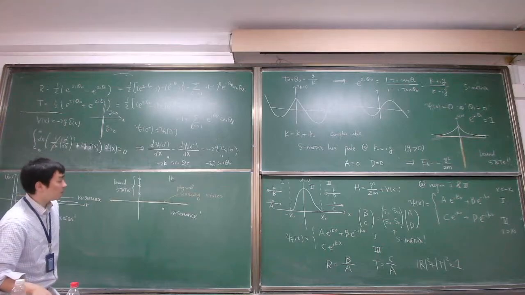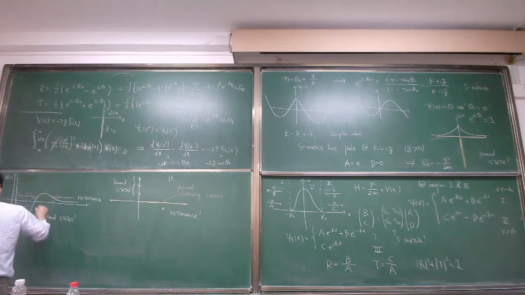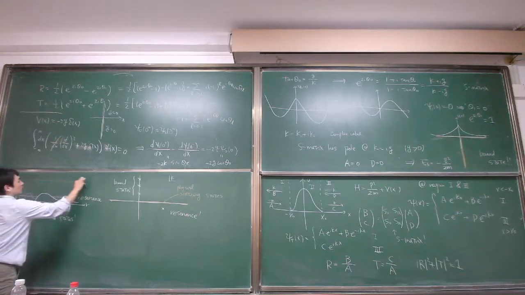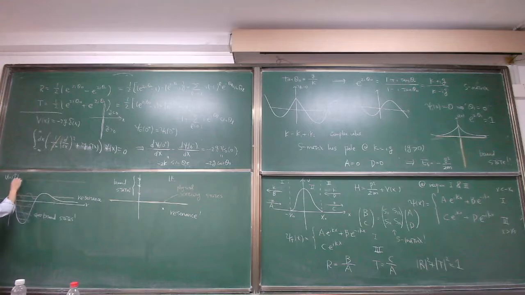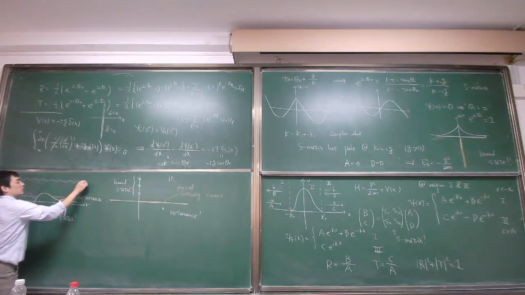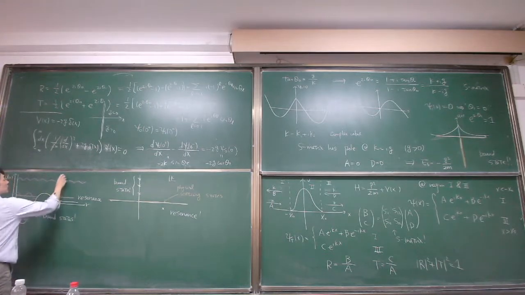And then this orange line, scattering state, is really upward. So here, of course, there is a scattering state. That is super easy. These are scattering states.